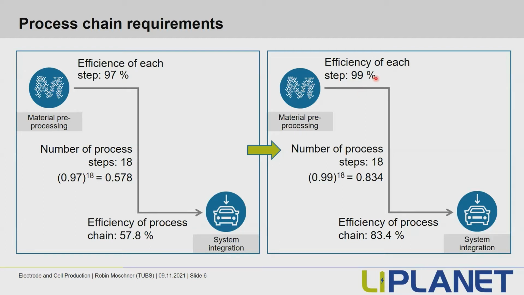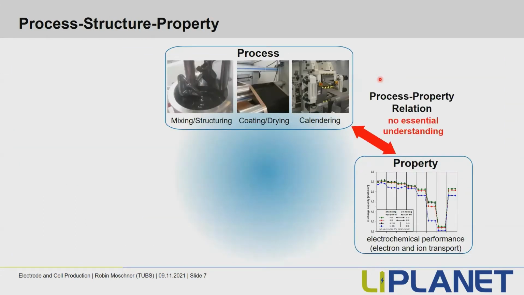But the problem is, how do we reach those 99% efficiency in each process step? That's a very high efficiency. The best way to achieve high efficiencies in such process steps is to understand what is happening. What process parameters do influence my process and my properties of the product in the way I want them to. So we have to draw the process property relationship.